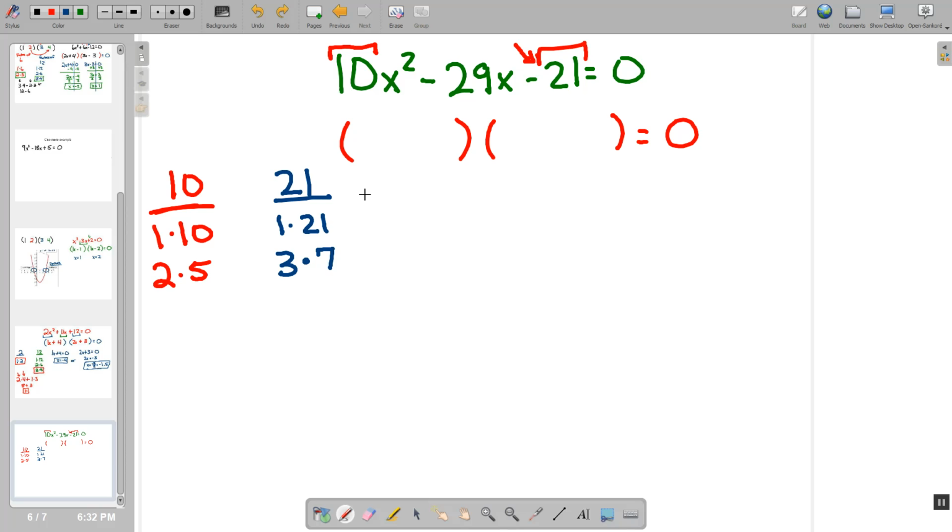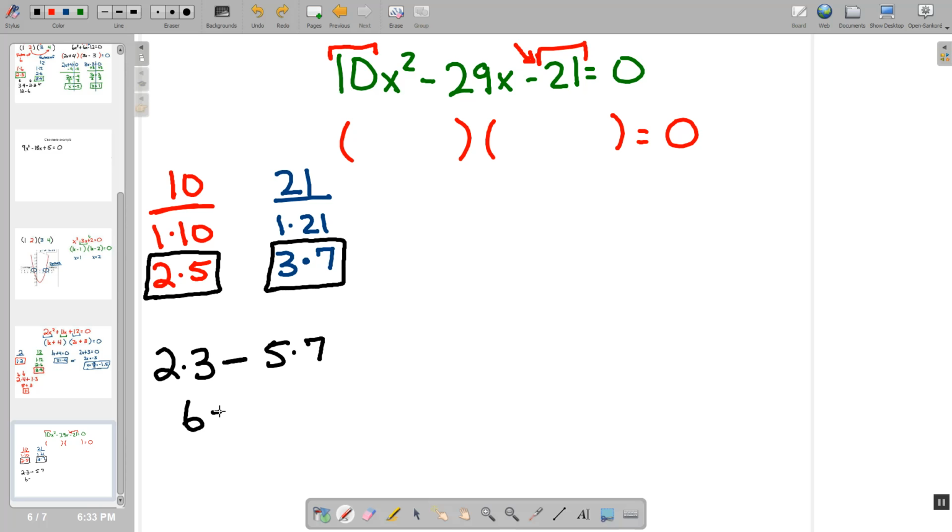So I'm going to do my bottom pair of factors here and my bottom pair of factors here, because I'm going to do 2 times 3 minus 5 times 7. 6 minus 35 is negative 29. So we have identified the correct pair of factors.